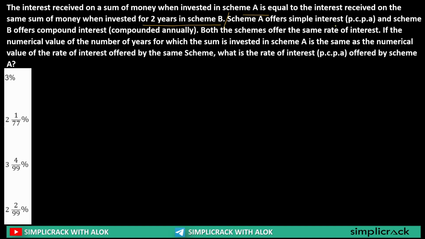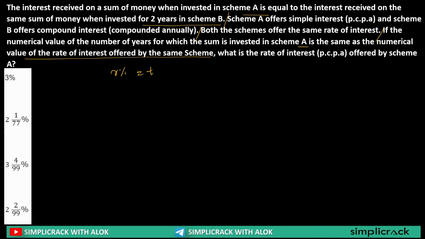Now scheme A offers simple interest, scheme B compound interest, correct? So second point is clear. Both schemes offer the same rate of interest. So third point is clear. R is the rate of interest. Now, if the numerical value of the number of years for which the sum is invested in scheme A is same as the numerical value of rate of interest offered by the same scheme, that means the time and the rate of interest are equal.